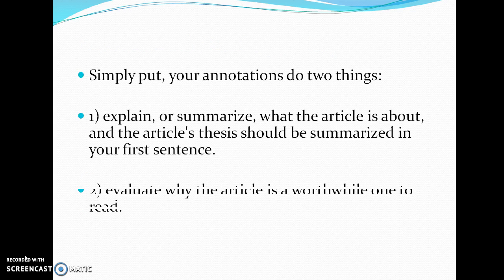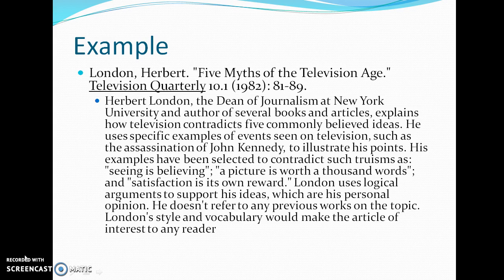It does 2 things. It explains or summarizes what the article is about. Try to find the thesis of the article and use that in your first sentence of your annotation. Usually an annotation is just a paragraph long, maybe 4 or 5 sentences that just summarizes what the article you were reading is about. So you want to start with the thesis. The second thing that it does is it evaluates why that article was a worthwhile one to read. Why did you read it? Why do you think it's worthwhile? How does it apply to your research? Okay, so 2 things really is what your annotation is doing.